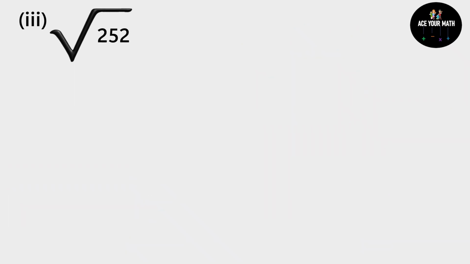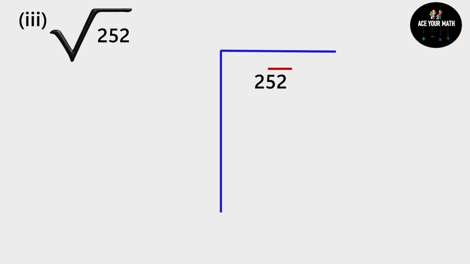The next question given is 252. So find the square root of this number. Write down the number and start forming groups. 52 is one group and 2 is another group. First you will consider 2. Now you need to find the square of a number.